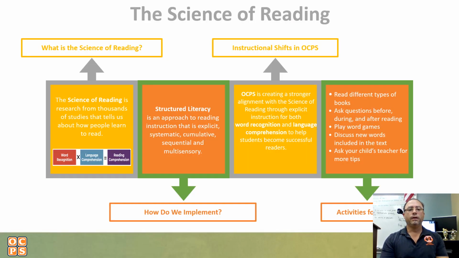Science of reading. What is the science of reading? The science of reading is research from thousands of studies that tells us about how people learn to read. How do we implement it? Structured literacy is an approach to reading instruction that is explicit, systematic, cumulative, sequential, and multisensory. Instructional shifts in OCPS. OCPS is creating a stronger alignment with the science of reading through explicit instruction for both word recognition and language comprehension. This is to help students become successful readers.